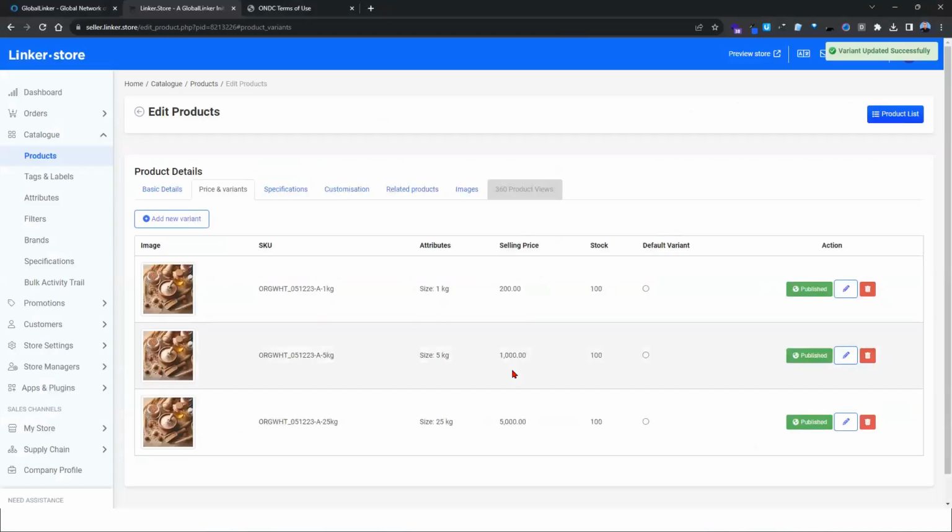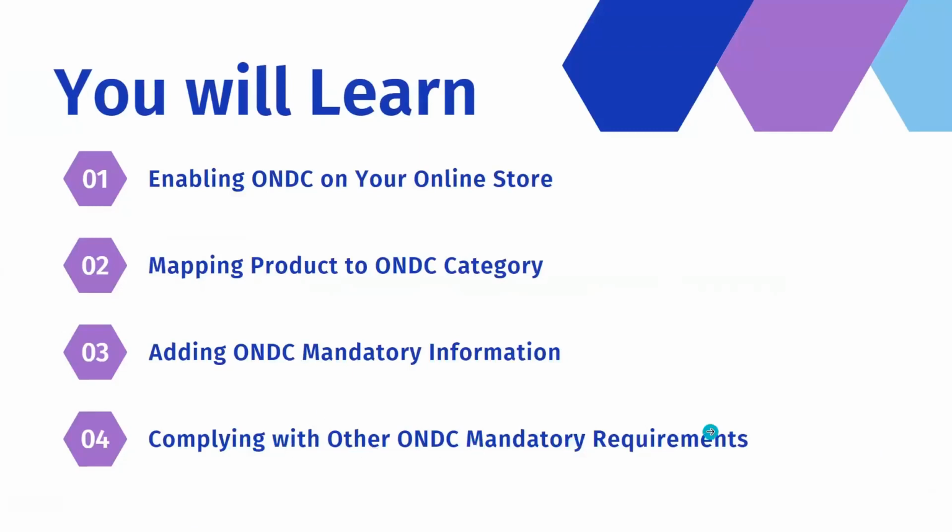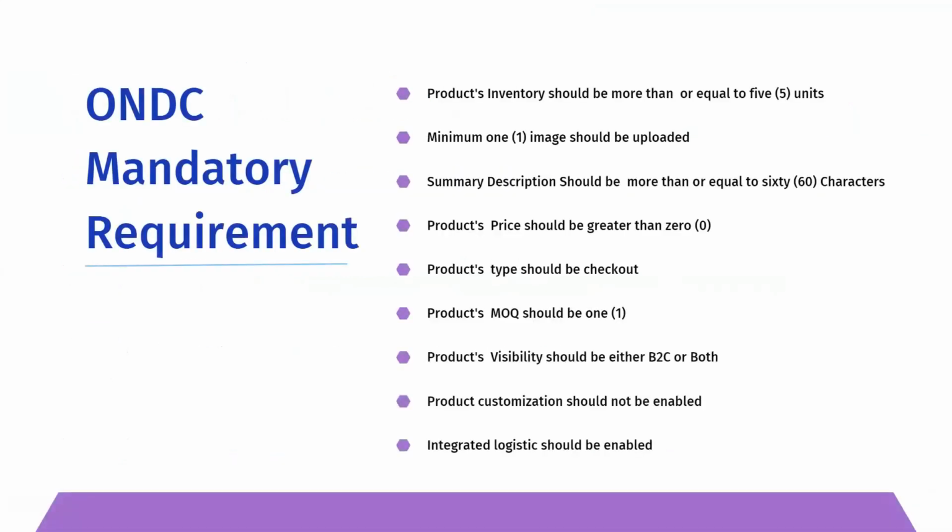So far, I think the process is relatively simple. Now we are on to the last step, and this is where a lot of businesses or a lot of people make mistakes. So I will request everyone to understand this a little attentively. Comply with the other ONDC mandatory requirements. What are these ONDC mandatory requirements? So I'll just move to the next slide. And this is where all the ONDC mandatory requirements are listed. All right. And I will also show you how you can review these quickly.